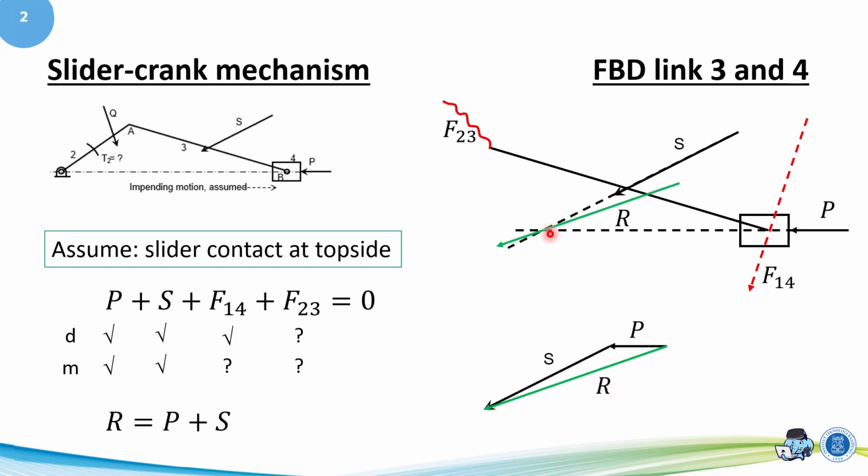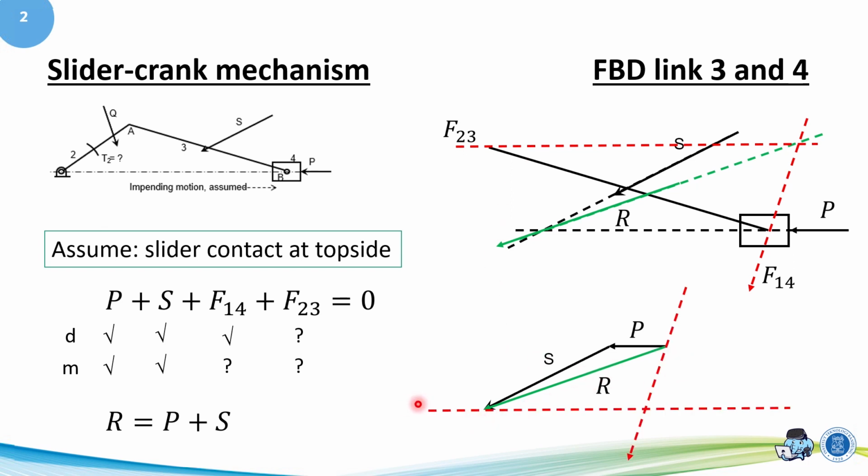And then I want to find the direction of F23, so I find the intersection of the vector R and F14. That's why I extend the vector R, and this is the intersection. Of course, this line will become the direction of F23. Next, I make the force polygon: this vector R, then I draw the direction of F23 and the direction of F14. So this is vector F23, and this one is F14, making the force polygon a closed form.